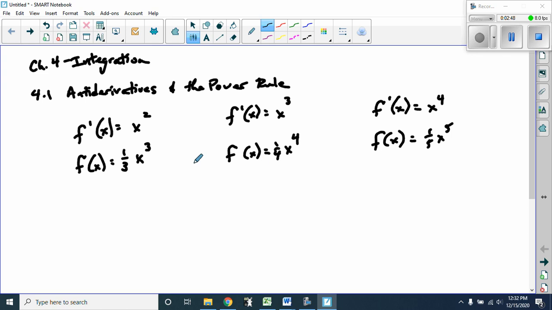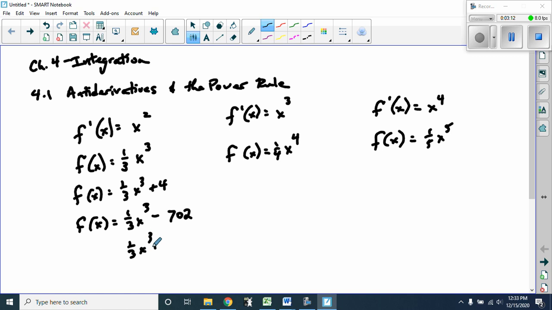These are not the only functions. These are an antiderivative of x squared, but there's other ones as well. F of x could also be 1/3 x cubed plus 4, because the derivative of 4 is 0. The derivative of this is also x squared. Or f of x could be 1/3 x cubed minus 702, or 1/3 x cubed plus pi. Any constant here would have a derivative of 0. So what we do is we say that f of x is equal to 1/3 x cubed plus c, plus any constant.